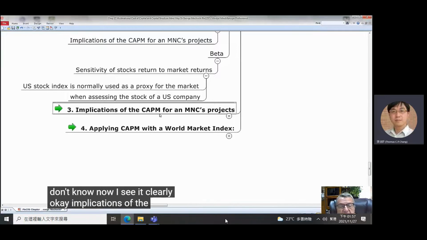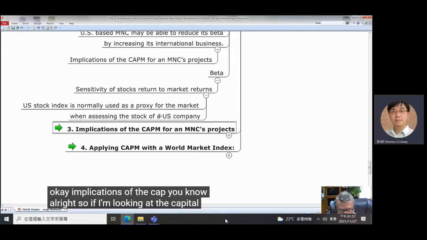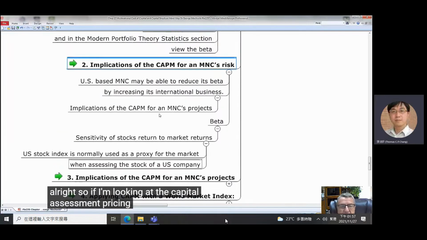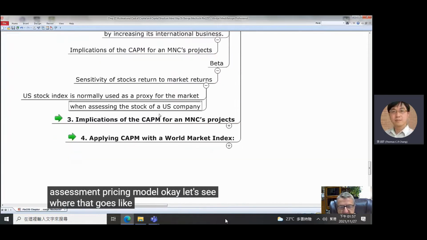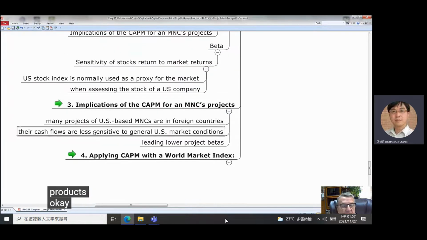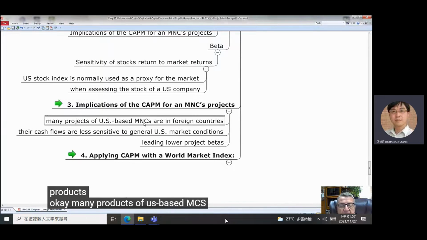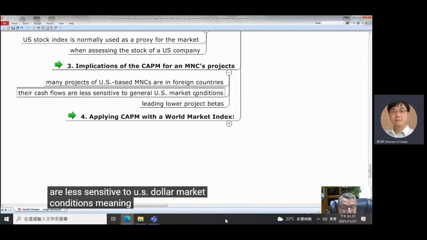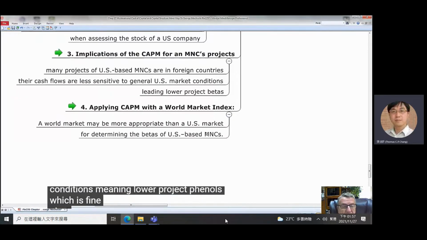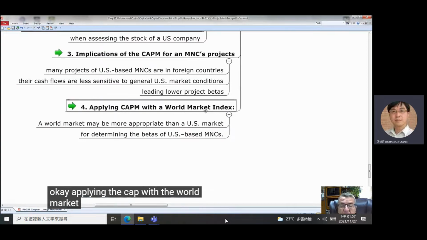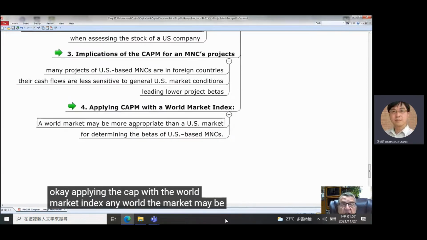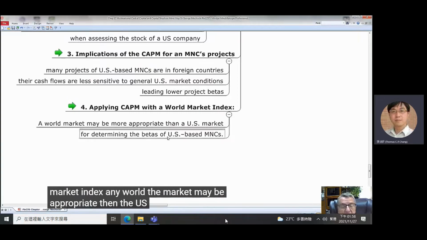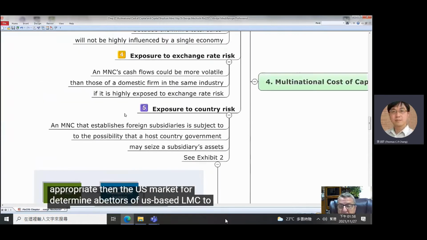Okay, implications of the CAPM. All right. So if I'm looking at the capital asset pricing model, okay. Let's see where the heck was I. For the MNC's projects, many products of U.S.-based MNCs are sold in foreign countries. Their cash flows are less sensitive to U.S. market conditions, leading to lower project betas, which is fine. Okay, applying the CAPM with the world market index. A world market index may be more appropriate than a U.S. market index for determining the betas of U.S.-based MNCs. And that took care of that.